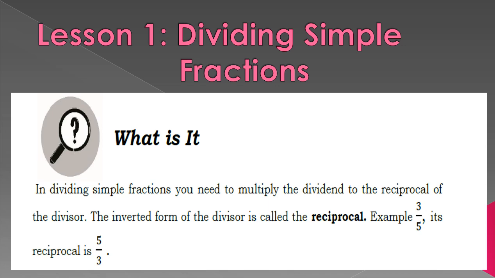So always remember that in dividing simple fractions, you need to multiply the dividend to the reciprocal of the divisor. The inverted form of the divisor is called the reciprocal. So for example, 3/5. Its reciprocal is 5/3. So atong balihon, no?